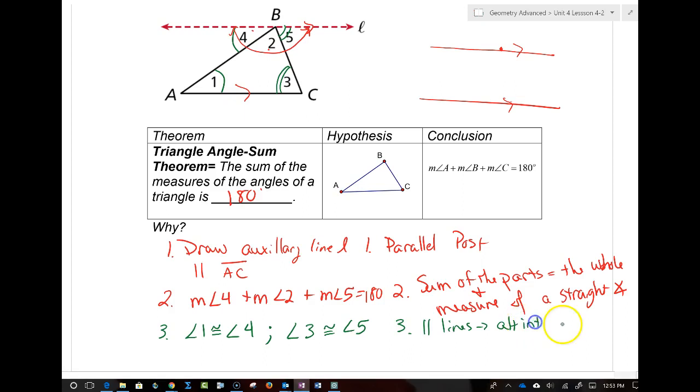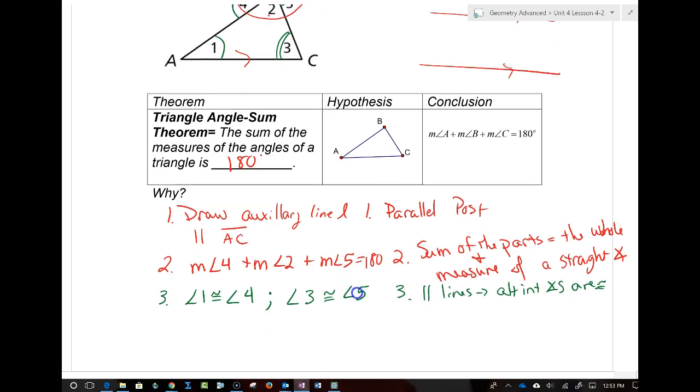I can't reach it. All right, alternate interior angles are congruent, right? Now, guys, look at this. Next step, just because I can't do math without it right now, I'm just going to say they're equal in measure.